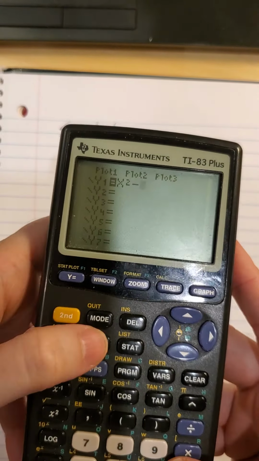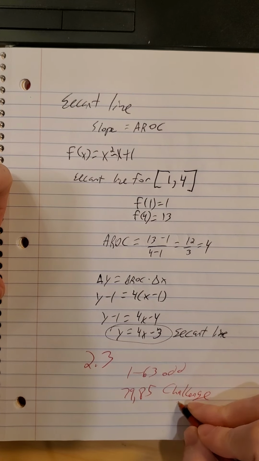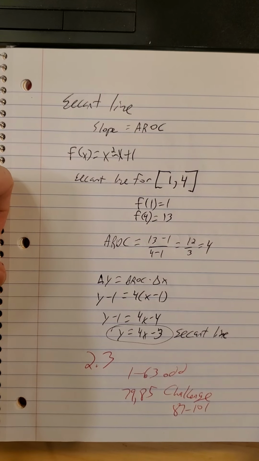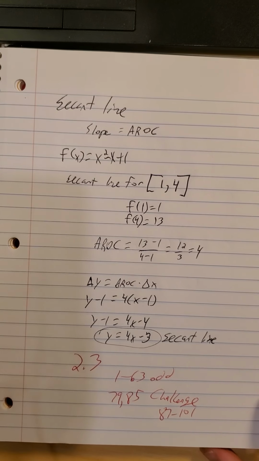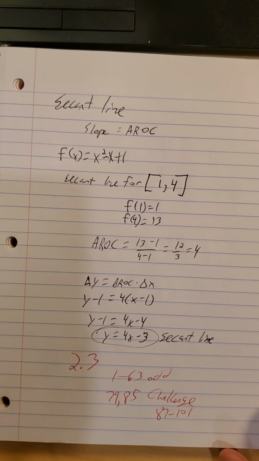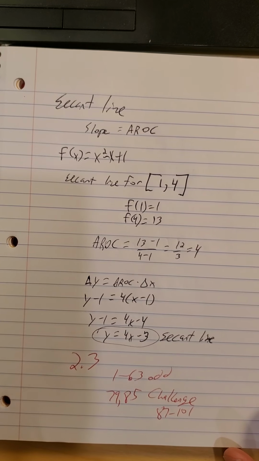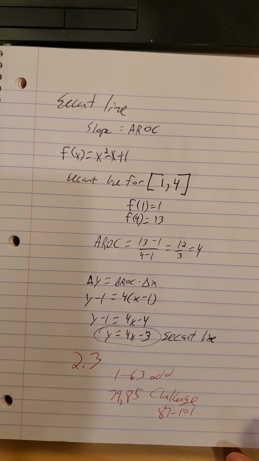All right, so some problems to try out. This was section, remember, 2-3. I would try 1 to 63, the odds. 79, 85, and if you're looking for some challenge problems, 87 to 101 asks some interesting questions. And the challenge ones are optional, just if you're looking to really test yourself and see some of these concepts a little bit deeper.